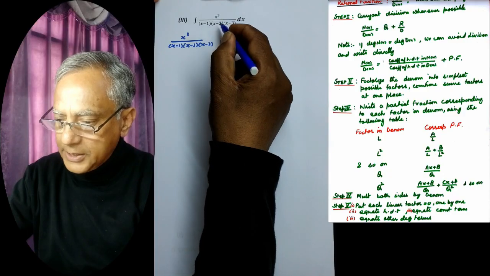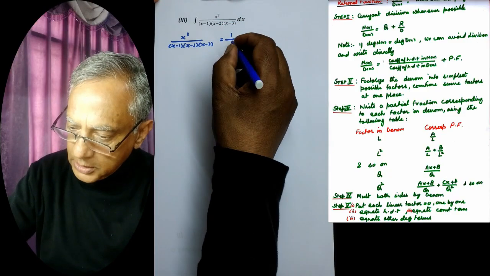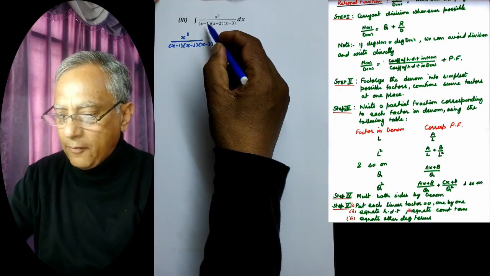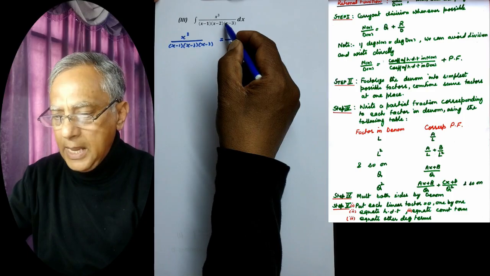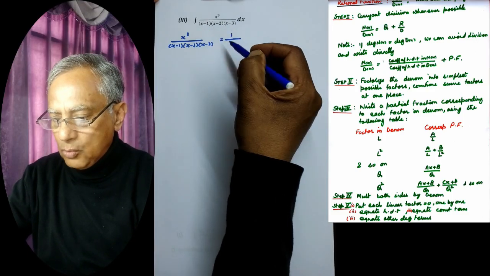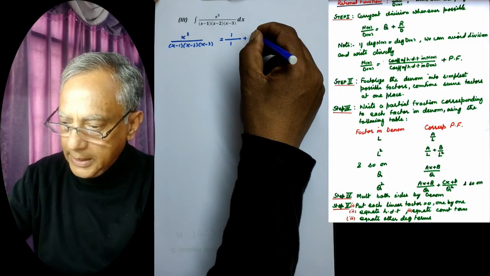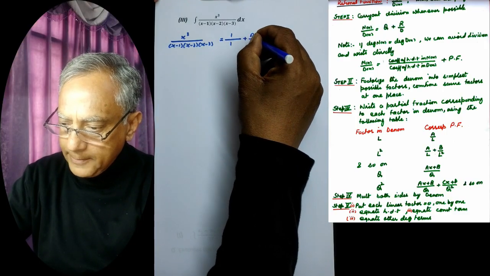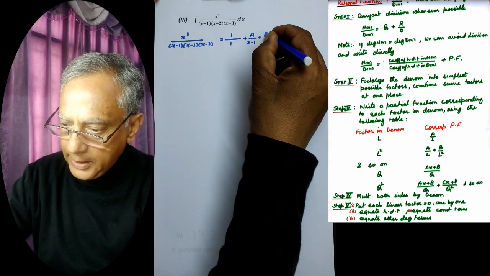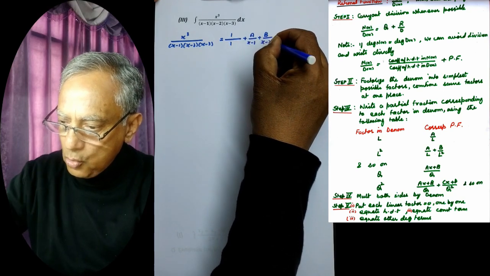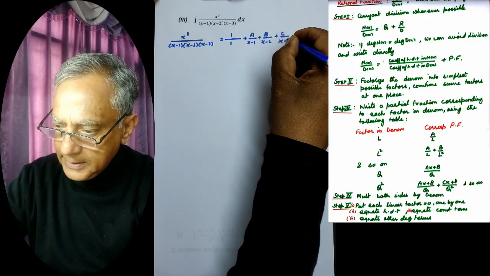So coefficient of highest degree term will be 1 into 1 into 1. So this will be 1. Quotient of highest degree term in this bracket into this bracket into this bracket. It is a cubic. So we will get 1 plus partial fraction, that is A over x minus 1 plus B over x minus 2 plus C over x minus 3.